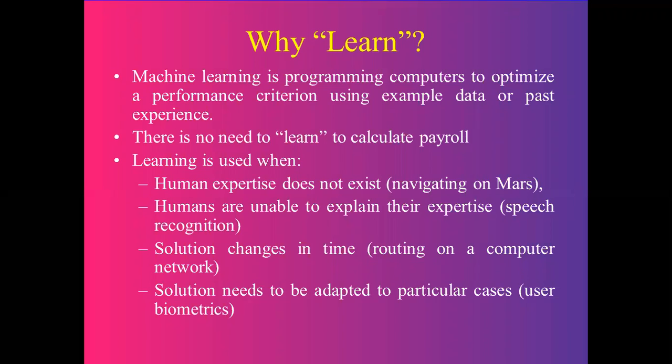Next, learning is used when humans are unable to explain their expertise, like speech recognition. In a speech recognition system, we are going to use machine learning. The next one is when the solution changes in time, like routing on a computer network. Whenever we route the network, the solution changes in time, so at that time we use learning. Then solutions need to be adapted to particular cases, like user biometrics, such as a biometric attendance system. At that time we have to use machine learning.